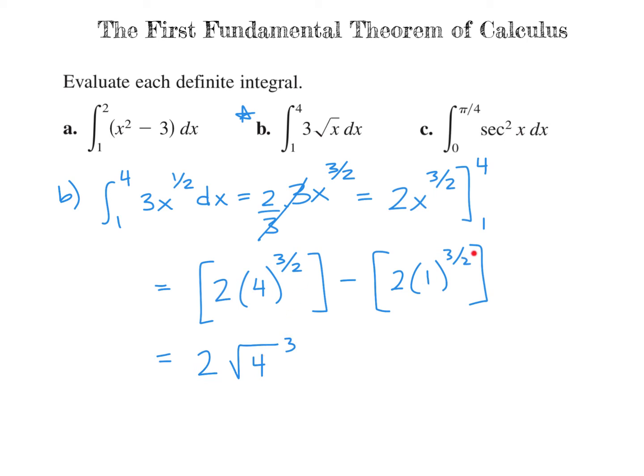It means the same thing for 1, but 1 to any power is just 1, so we don't need to go through all that rigmarole. We'll just have 2 times 1, which is just 2. All right, the square root of 4 here is 2. 2 cubed is 8. So we really have 2 times 8 as our first term.